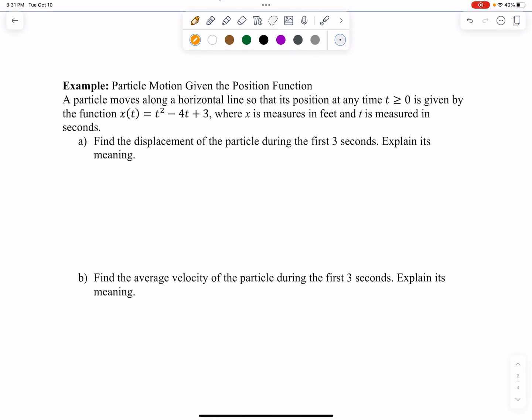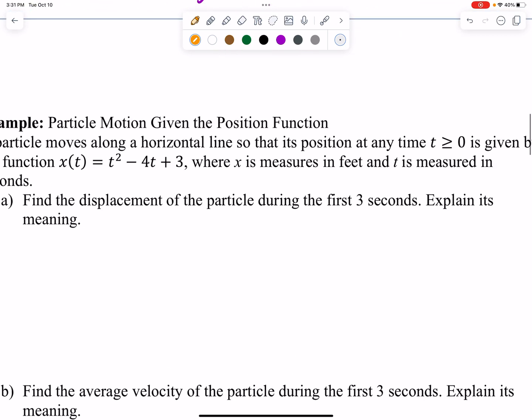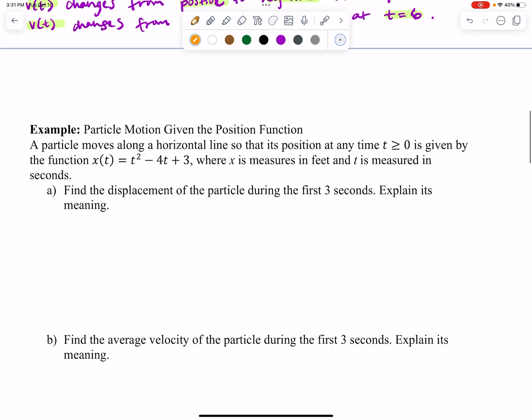Okay, so let's look at another particle motion. It's a linear motion type problem. It says a particle moves along a horizontal line. So if we think about there being a horizontal line, the particle would have a starting position at t equals 0, and moving along a horizontal line, it will either move to the right or to the left.